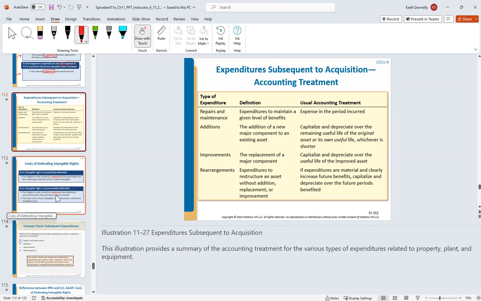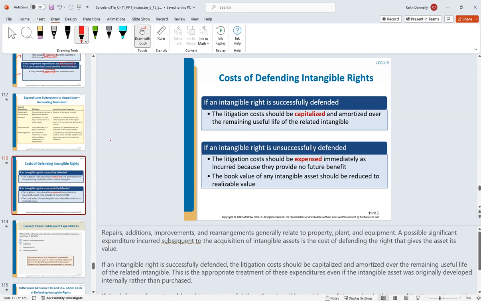Summary chart there for you to look at. A few other things. How about the cost of defending intangibles? So there's going to be a lawsuit. In other words, someone sues us and we got to defend it.